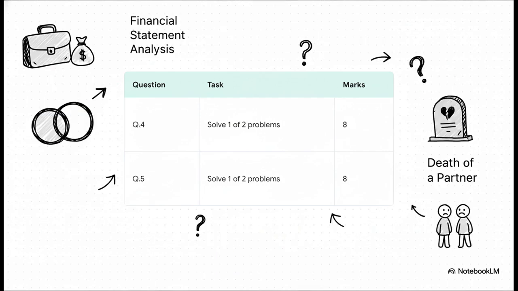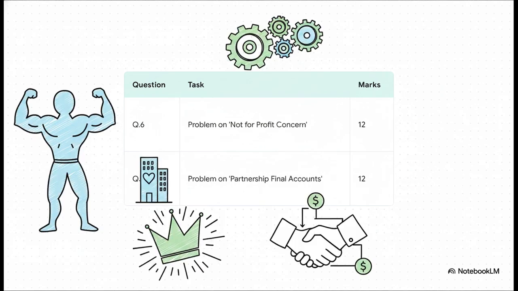And guess what? The format continues. Questions 4 and 5 also give you a choice between 2 different problems. These are worth 8 marks each, and will cover stuff like death of a partner, issue of shares, or financial statement analysis. Again, use that choice wisely. And finally, we get to the heavy hitters. Questions 6 and 7 are the big ones. They are compulsory, high-value problems worth a massive 12 marks each. No choices here. Question 6 will be on not-for-profit concerns, and question 7 is going to be on partnership final accounts. You absolutely have to know these topics inside and out.